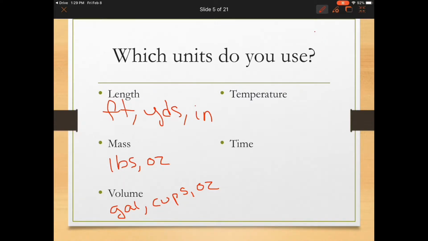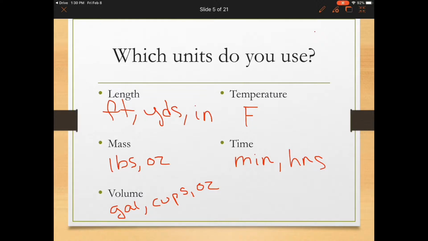Temperature, we think of temperature in Fahrenheit. Some of you even might think of temperature in Celsius. If you do, you're already thinking in the metric system, because temperature for the metric system is in Celsius. For time, we generally think about it in minutes or hours. The metric system generally uses seconds for this.